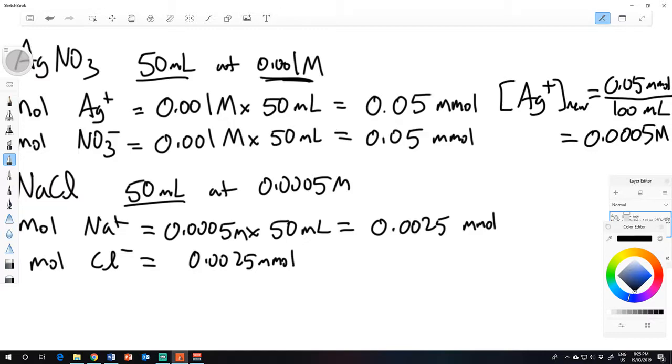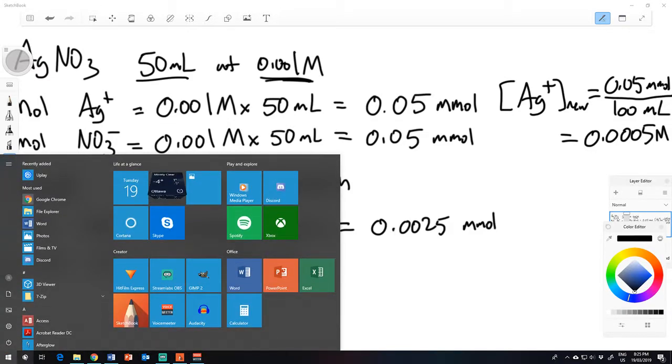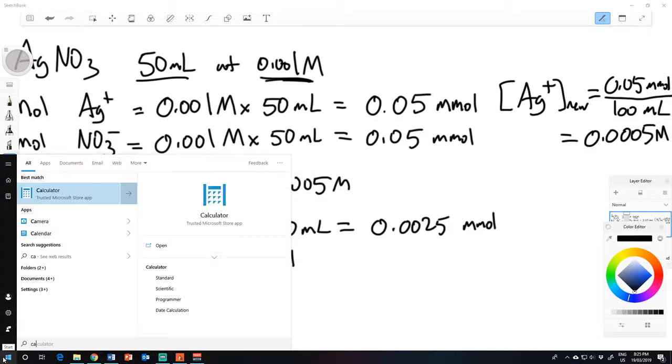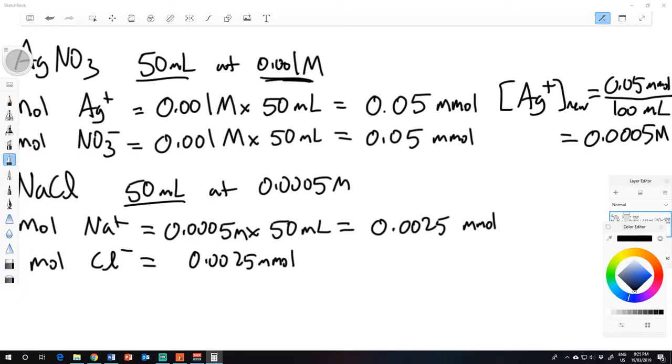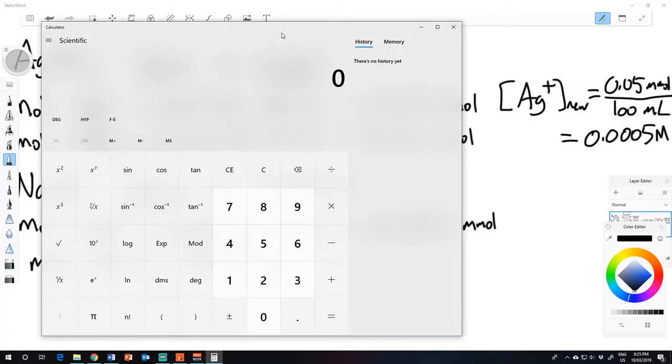I want to check because I'm not confident. I think that's right. 0.05 divided by 100. Yeah, okay, good. Okay, there we go. All right, so there you go.